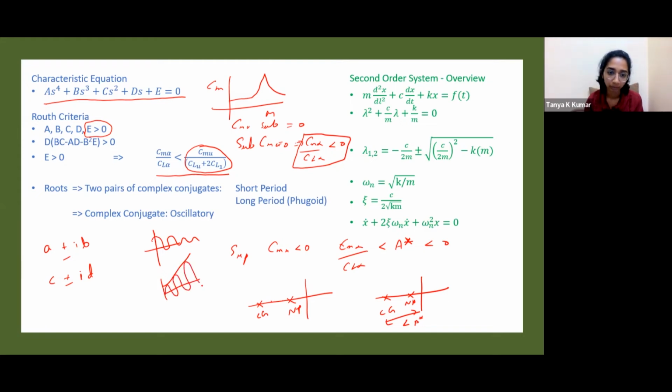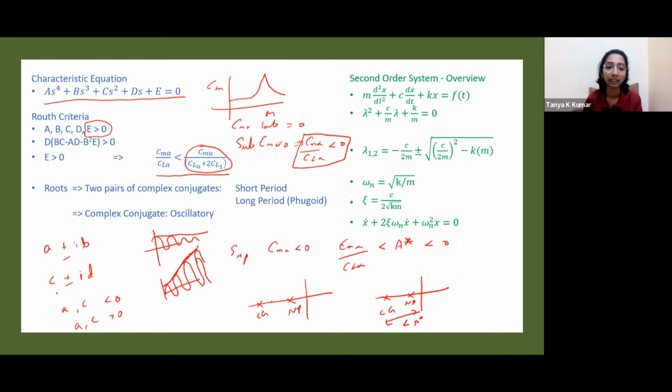expand. Now if your roots A and C are negative, the real part is less than 0, it decays. If A and C are greater than 0, it expands. It does not decay, it does not come towards the equilibrium, it goes away from it. So when we analyze for dynamic stability for our aircraft, we see that the roots have negative real part.